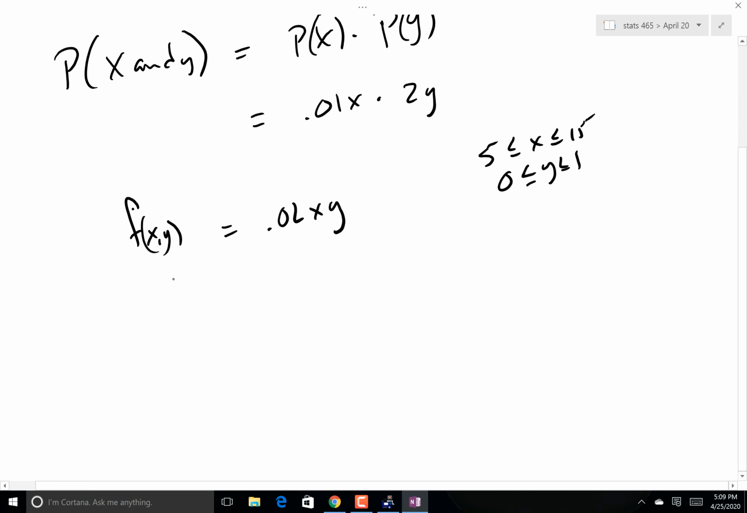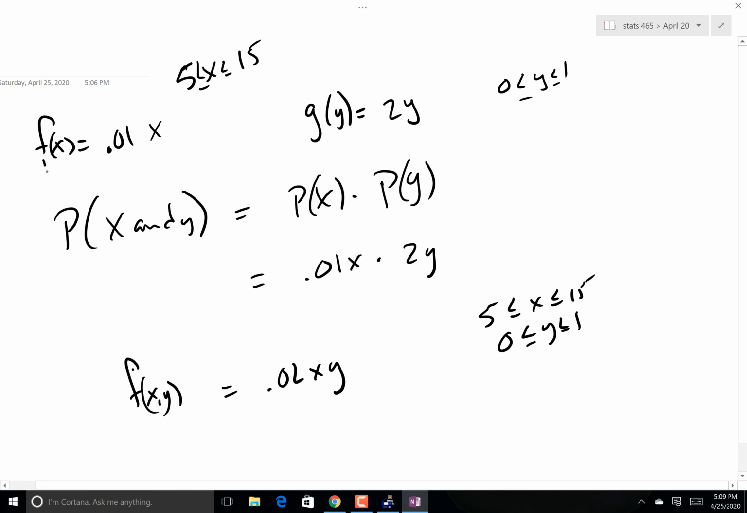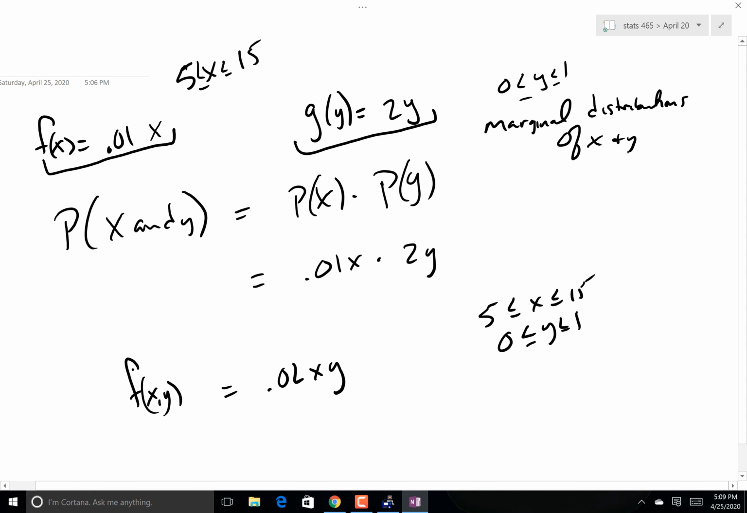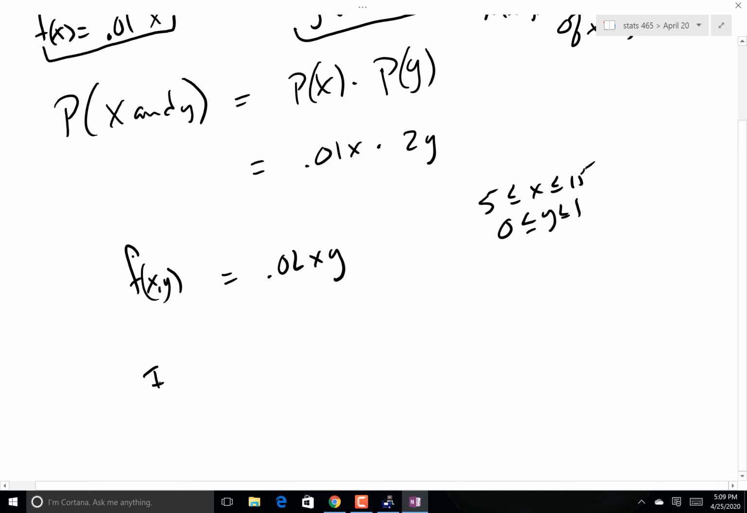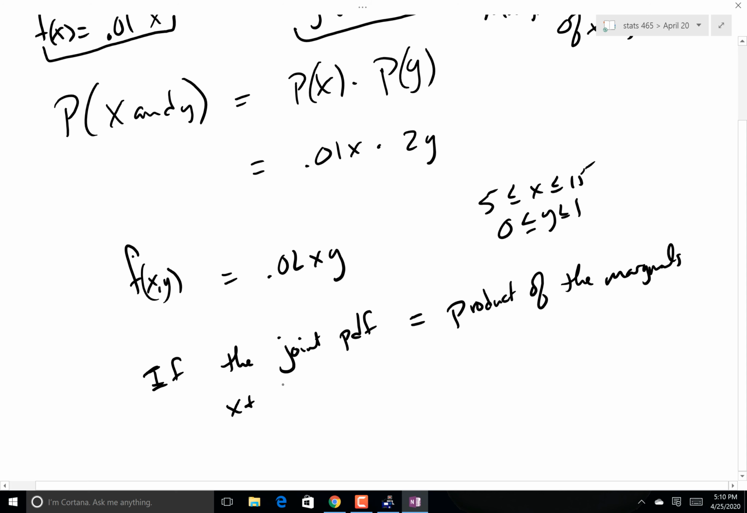It turns out that there's a rule here, and it says this. These original guys right here are what are called marginal distributions. They are the marginal distributions of x and y. And if the joint distribution PDF, we'll call it, is equal to the product of the marginals, x and y are independent.